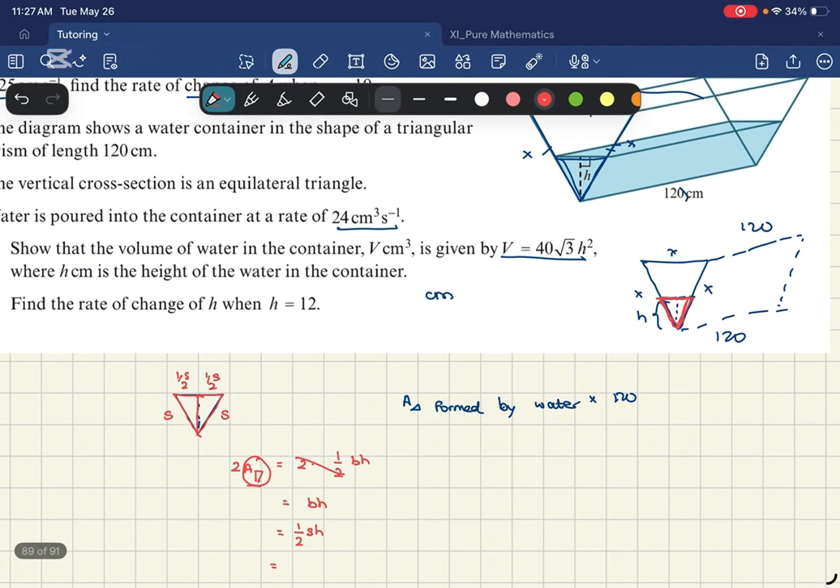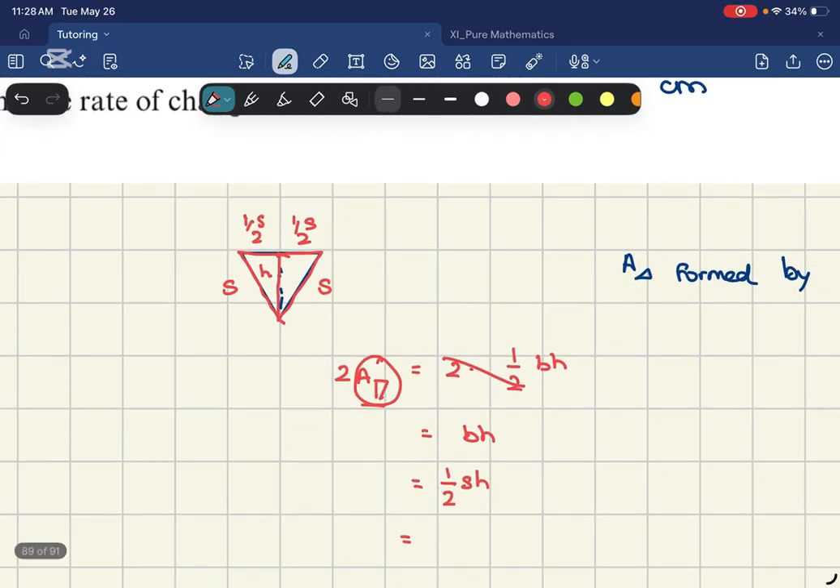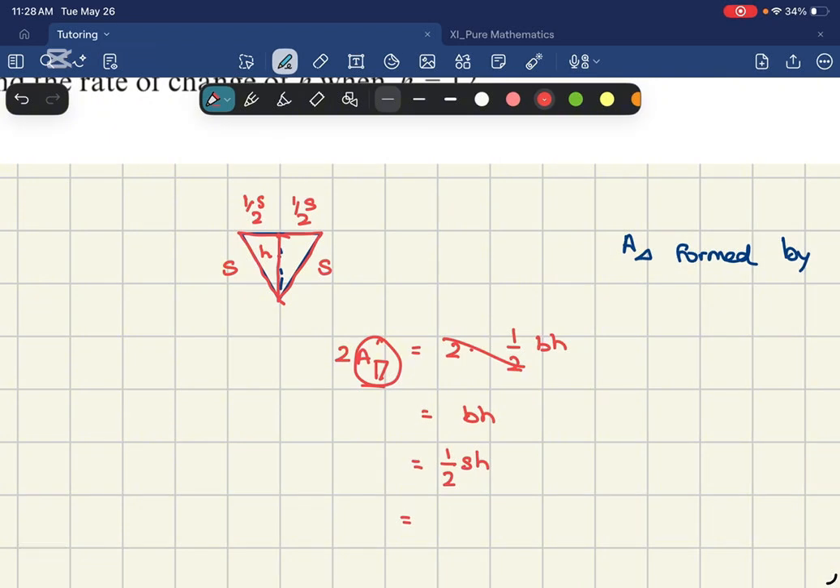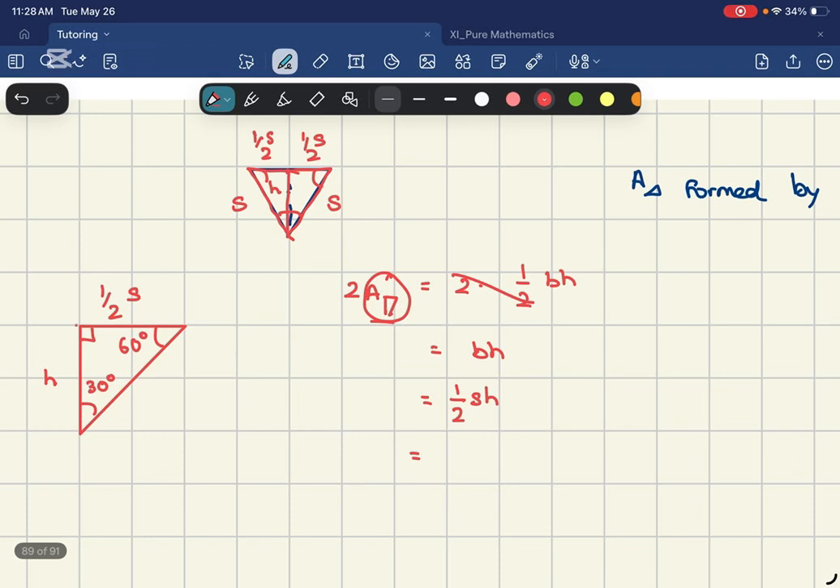So now, can I write S with respect to H? I can, but here you will need to use some trigonometry knowledge, right? So you have this right angle triangle that we are considering. We have this H, this is half S, and because this overall was an equilateral triangle, your angle here is going to be 60 degrees. This is 60, this is 60, this is 60. But now, because we're only considering half of it, this is going to be 30, and this is going to be the right angle triangle.